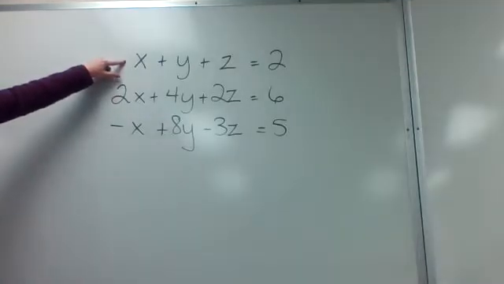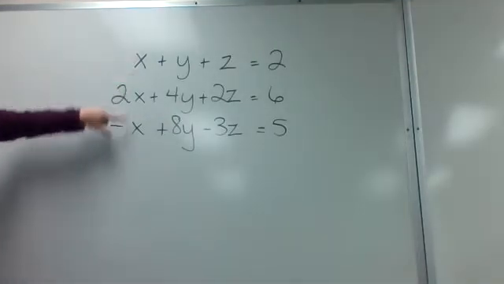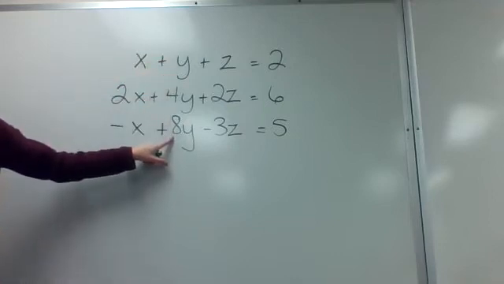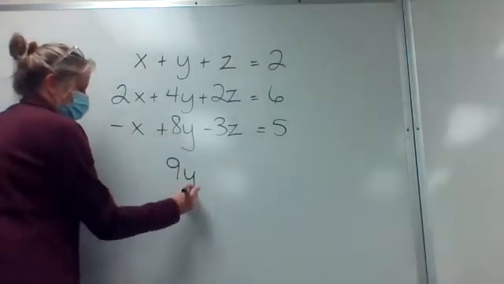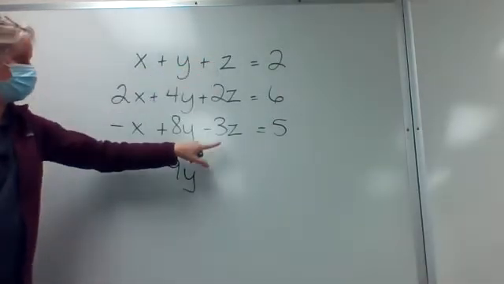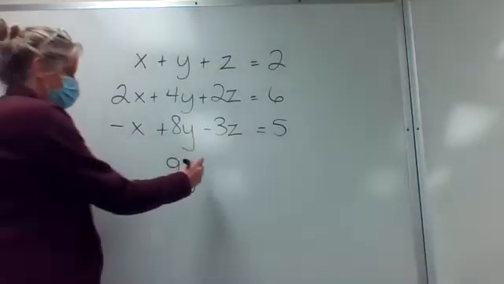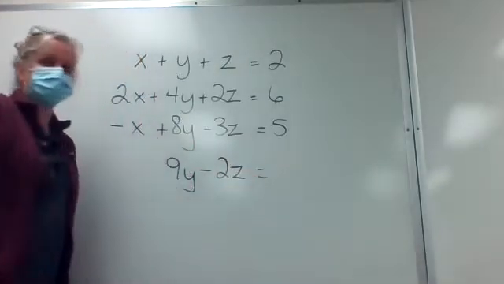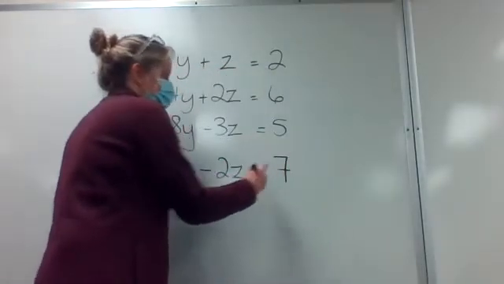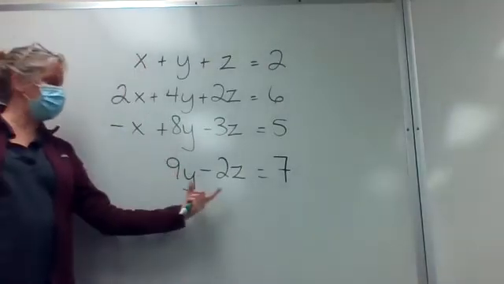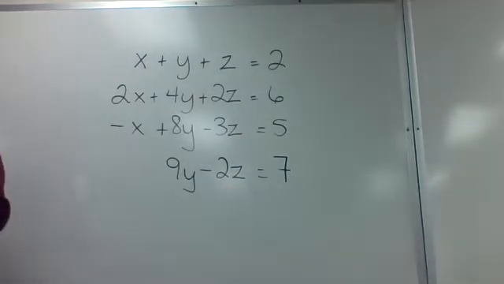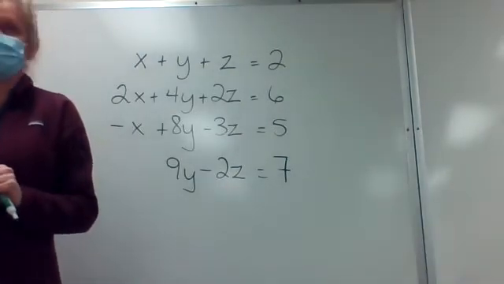So let's see. If I add the top one to the bottom one, x minus x, so those eliminate. What do you have for y's? 1 here, 8 here. So together you have 9 y's, 1z and negative 3z gives me negative 2z. 2 and 5 gives me 7. So what you've done is you've eliminated your x's, and so now you only have y and z. Okay, I'm trying to get it down to where I just have one variable that I can solve for.